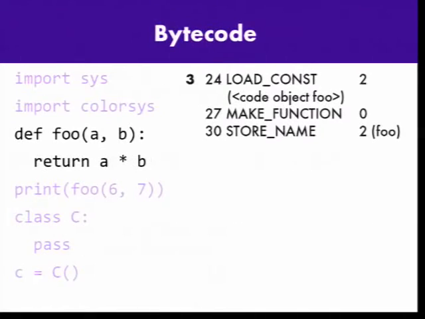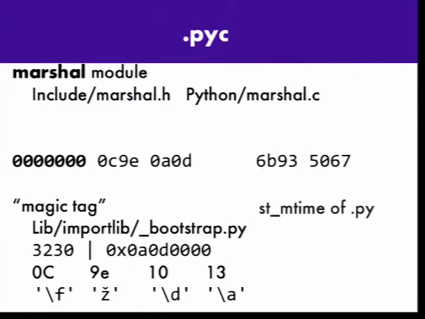The next 4 bytes are the mtime, the modification time of the original .py file that this is representing. This is how it knows whether the cache is up to date or not. If that time does not exactly correspond to the .py file's st_mtime, then we throw this away and we regenerate it. And following those 8 bytes is just a single serialized code object that represents the module.